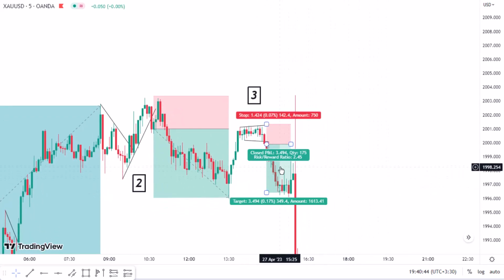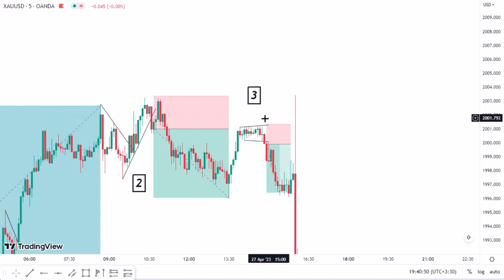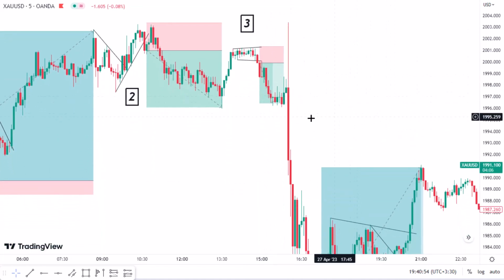And as we can see, if we didn't close our position on our risk to reward 2, the price goes up and touches our stop loss and even more than that. Okay, then it continues falling because of some news we had here.